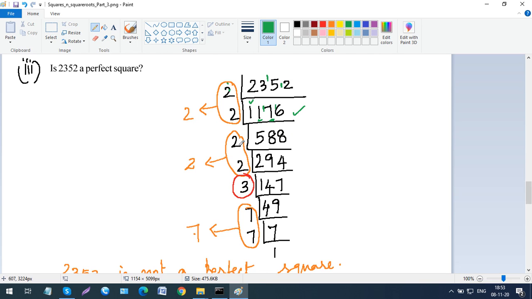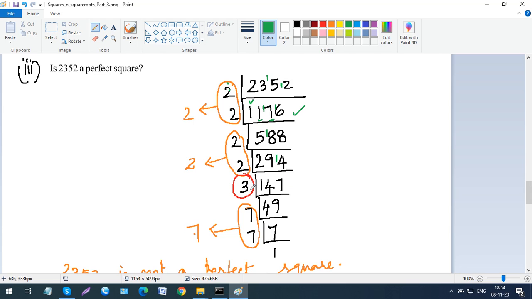Now again it's divisible by 2. 2 2s are 4, 1 is coming out. 2 9s are 18, so nothing is coming out, so 2 4s are 8. Now again 2 1s are 2, nothing is coming out, there's only 2 over here, and 2 4s are 8, 1 is coming, so 2 7s are 14. Now this 147 is not divisible by 2 because it ends with 7, so you will divide it by the next number.